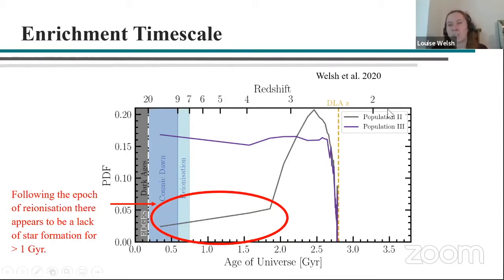And under the assumption of population 2 enrichment, you can see that following the epoch of reionization, there seems to be a lack of star formation for approximately 1 gigayear. And this is due to the fact we're not seeing the chemical signature of the low mass stars. And so the idea here then is that we can use this tool to look at possible reionization quenching in low mass structures and between the quenching of star formation in this gas cloud and some of the ultra-faint dwarf galaxy population.